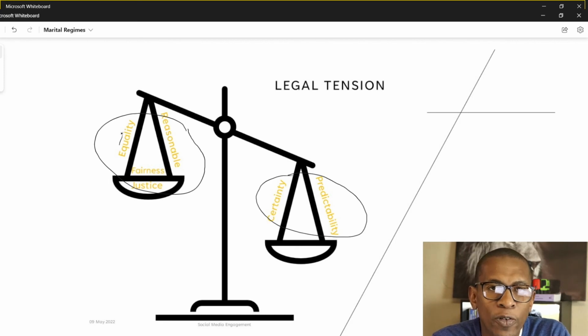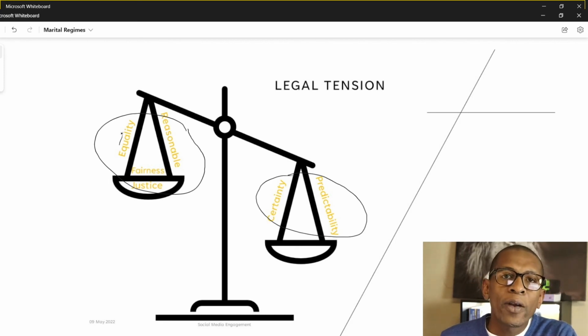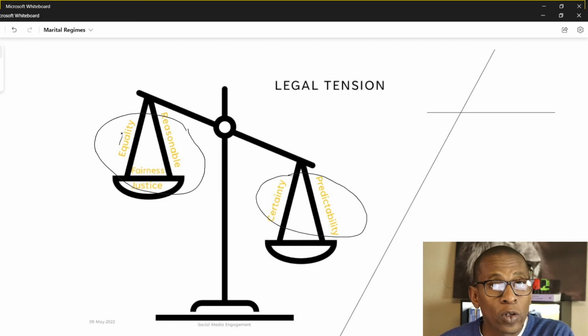And basically, the court found that in terms of equality, the fact that there was a pegging of a date of the 1st of November 1984 means that a person who got married before that date can approach the court for a redistribution order, whilst the person married after that date cannot. So from an equality perspective, it doesn't make sense. From a fairness perspective, it doesn't make sense.